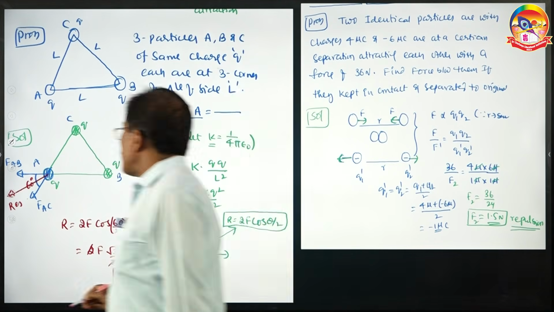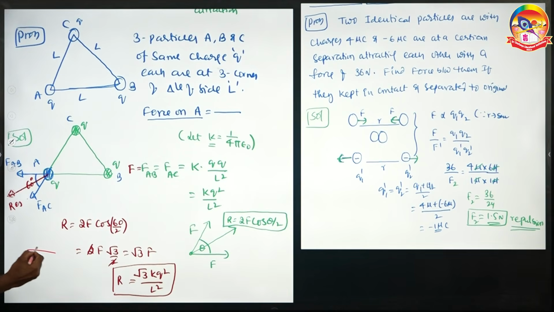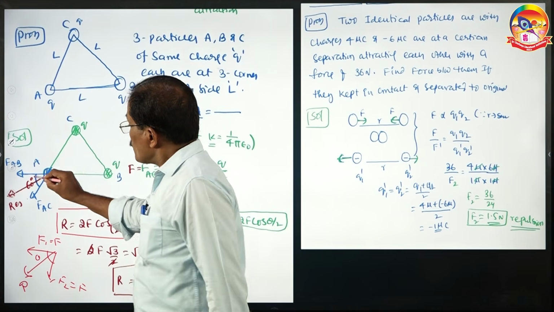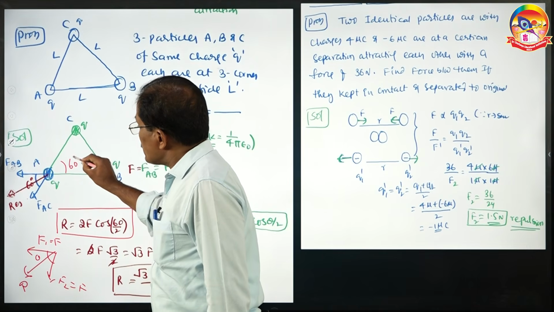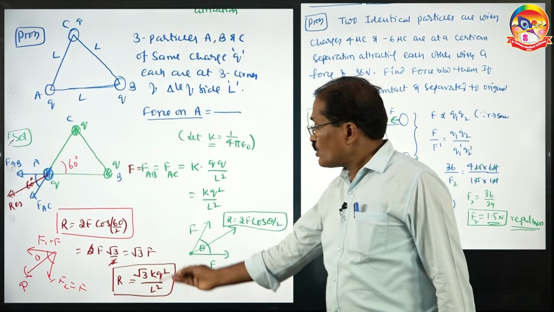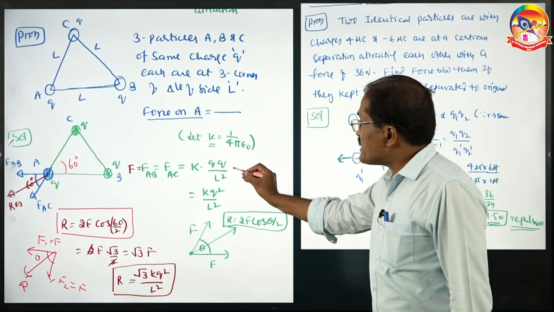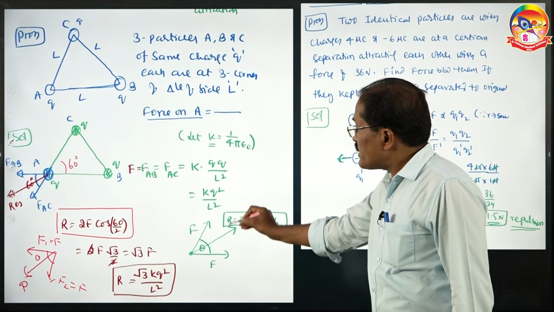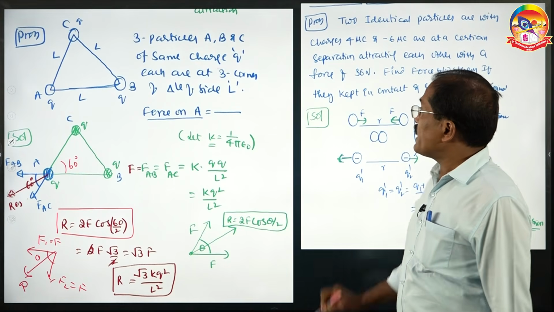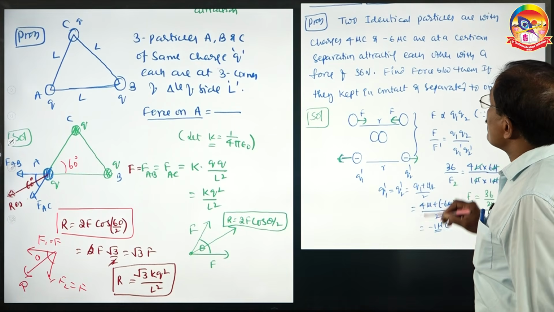When do we use this? Whenever two forces, force F1 equal to F and force F2 equal to F, are acting at an angle theta. Now the resultant force we can calculate using this formula: R is equal to 2F cos 60 by 2, where theta is the angle between the two vectors, which is 60 because it is an equilateral triangle. So, accordingly we can calculate, and the F value is known, q square by l square, and we can substitute here.